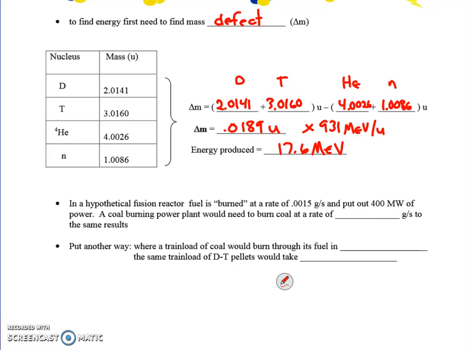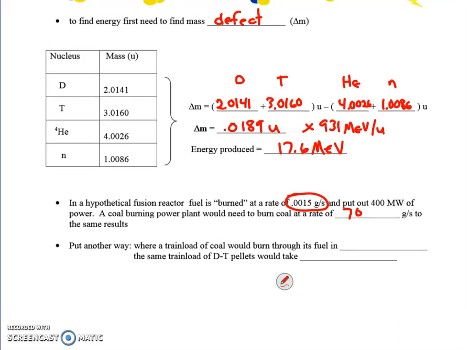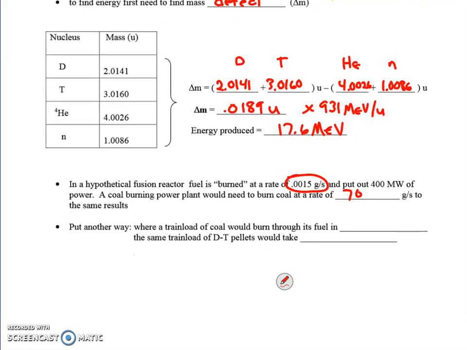Okay? And I presented this in a PowerPoint. If we had a hypothetical fusion reactor that burned at a rate of roughly 15 10,000ths of a gram per second, and we want to put out a certain power, a coal burning power plant would need to burn at a rate of around, I think it was 70 grams per second, which is a large amount comparatively. And if we had a train load of coal, that would burn through this fuel in around 1 hour, whereas if we had these pellets of deuterium and tritium, it would take about 7 years.